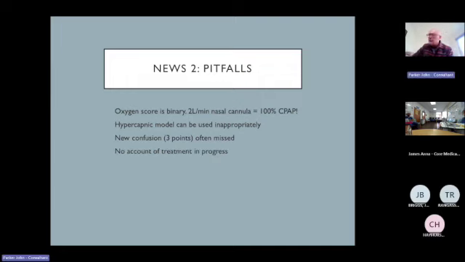No account of treatment in progress. So classic example of this one, a patient could be in resus being aggressively resuscitated, blood or fluids being squeezed in hard, and the blood pressure looks okay, but as you know, as soon as that stops, the blood pressure is going to disappear. This is a scoring system that doesn't take account of that, so you need to be mindful.